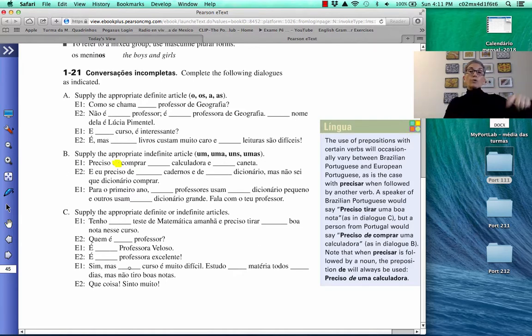Sim, mas o curso, né? The course that she teaches, o curso é muito difícil. Estudo a matéria. Matéria means the subject, ok? Estudo a matéria todos os dias. Dias, masculine plural. So, every day. Estudo a matéria todos os dias, mas não tiro boas notas. Que coisa! Né? Sinto muito. Que coisa means, this is just an expression to say, wow, go figure, okay? Que coisa, hein? So, when you are agreeing with a person, something that the person says, and you say, no, que coisa, né? And the coisa means thing, okay? So, what a thing, huh? So, it's like in English when you say, go figure.